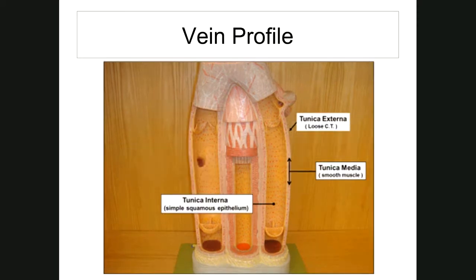Okay, these two outside vessels are veins, and so let's look at the tunica interna. Simple squamous epithelium. So the tunica interna is just endothelium. It's the endothelial lining, simple squamous epithelium. The tunica media is a thin layer of smooth muscle. It's thin, very thin compared to the artery. And the tunica externa is just loose connective tissue, which helps to secure the vein in place.